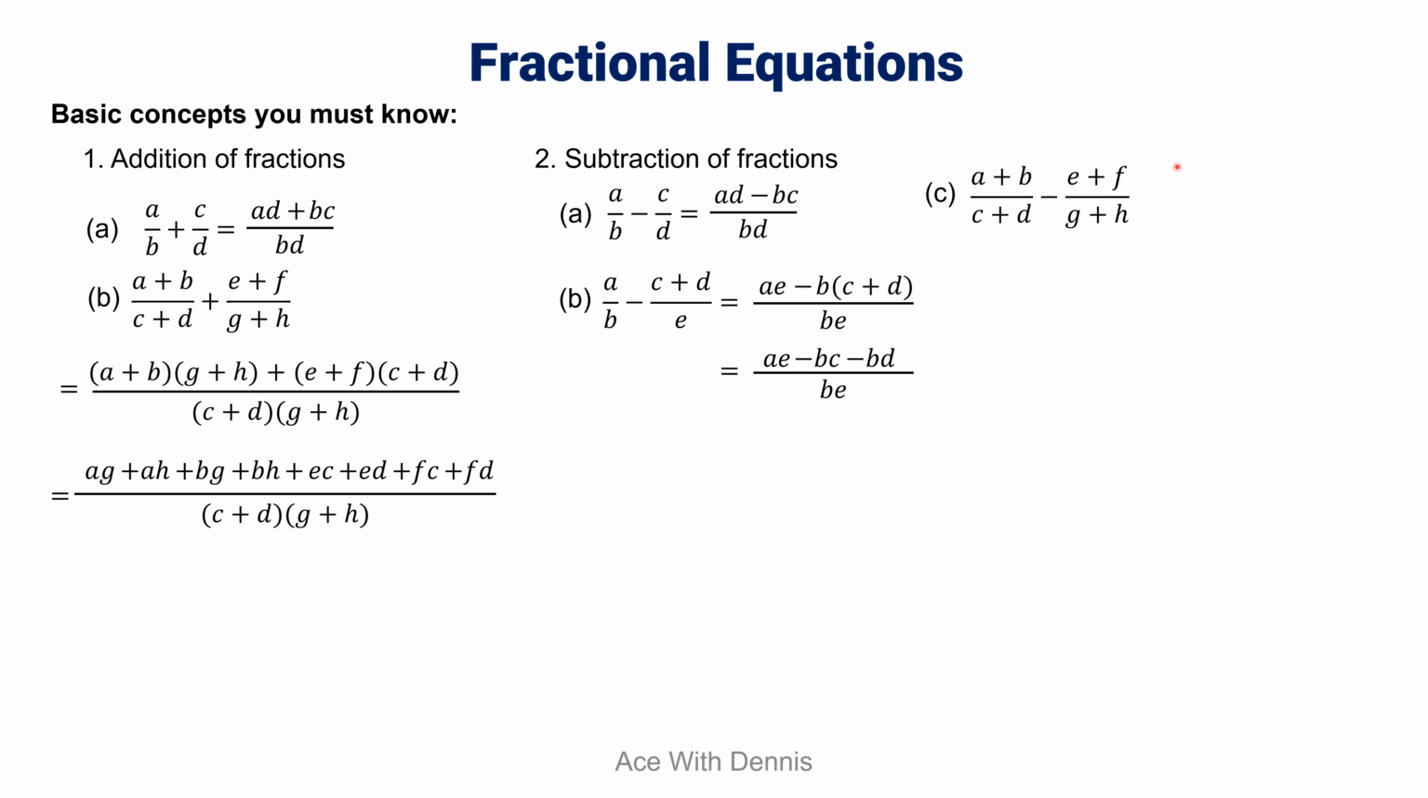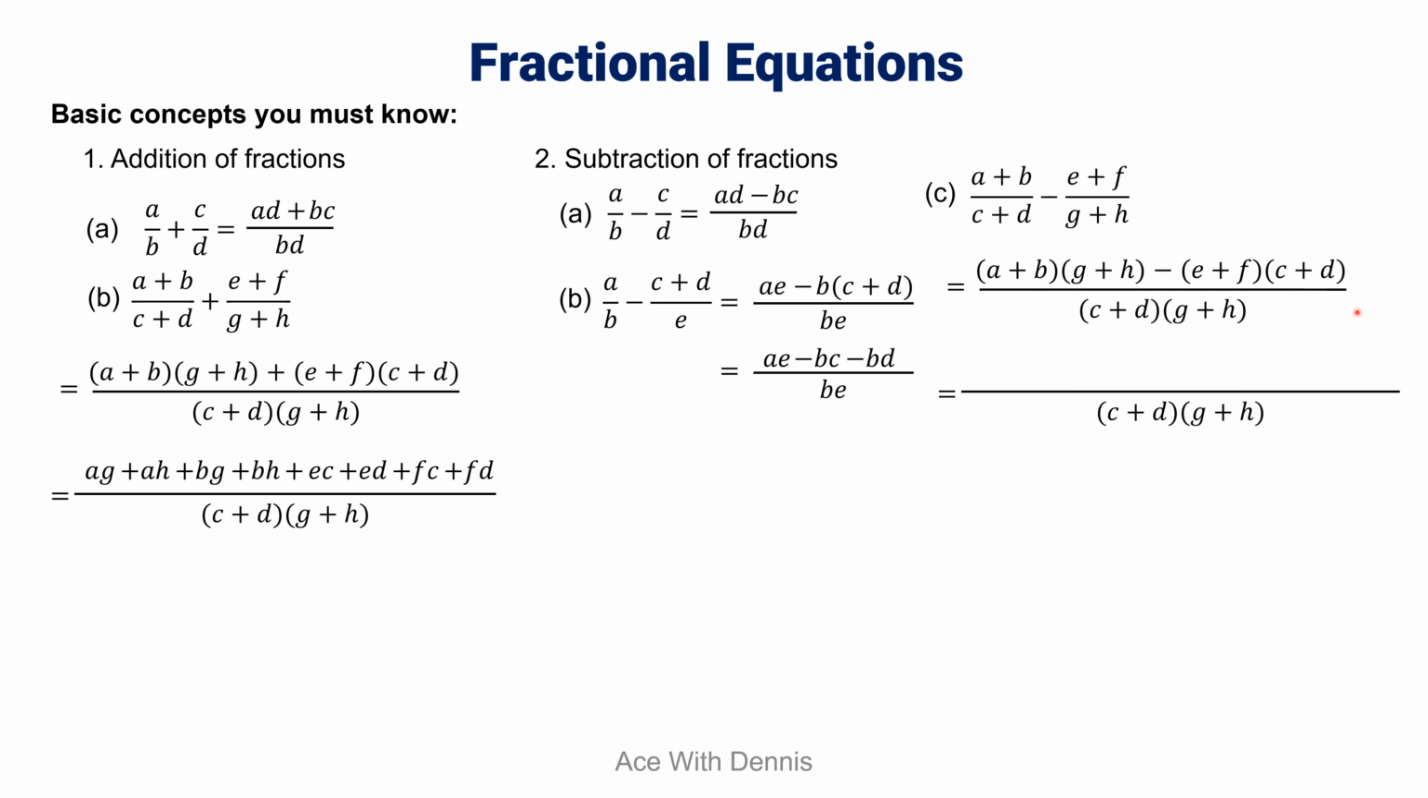So let's move on to a more advanced expression. A plus b over c plus d minus e plus f over g plus h. Okay, again, we have a minus here. Be careful with the sign. So same concept, make them to the common denominator. So c plus d times g plus h. Then this a plus b multiply with g plus h. And then minus e plus f times c plus d. Okay, so after that, we can expand the bracket. A times g, I'll get ag. A times h, I'll get ah. B times g, I will have bg.